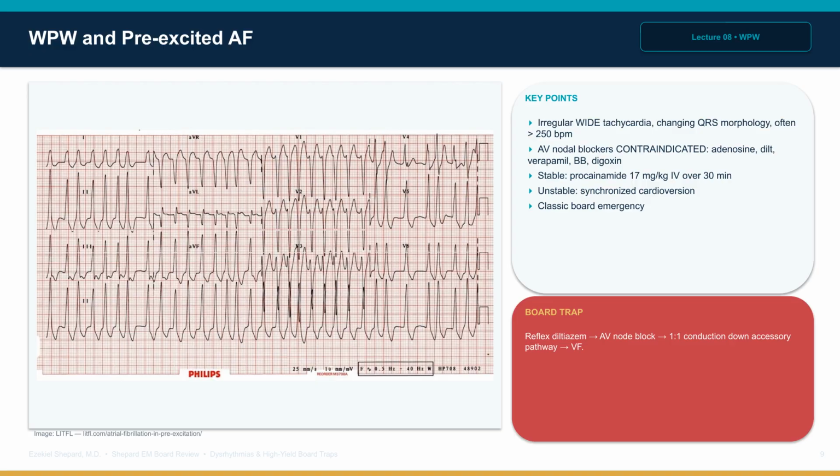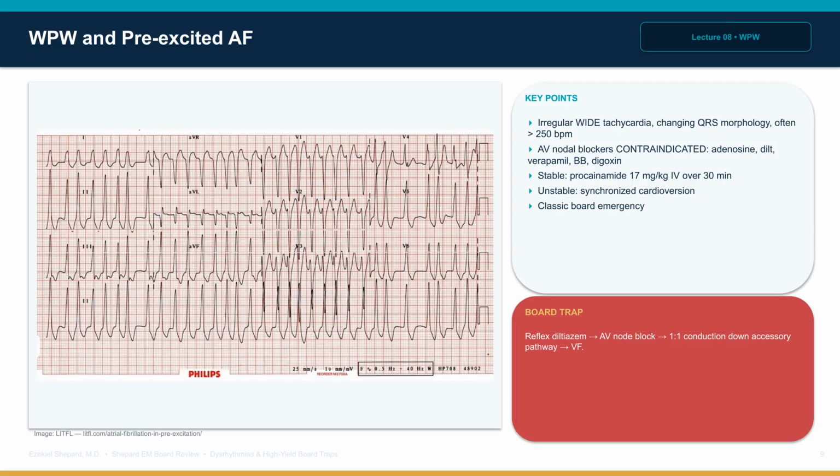Treatment: procainamide 17 mg per kilogram intravenously over 30 minutes for stable patients. Synchronized cardioversion for unstable. The board trap is reflex Cardizem. WPW ECG buzzwords: short PR under 120 milliseconds, delta wave, widened QRS.